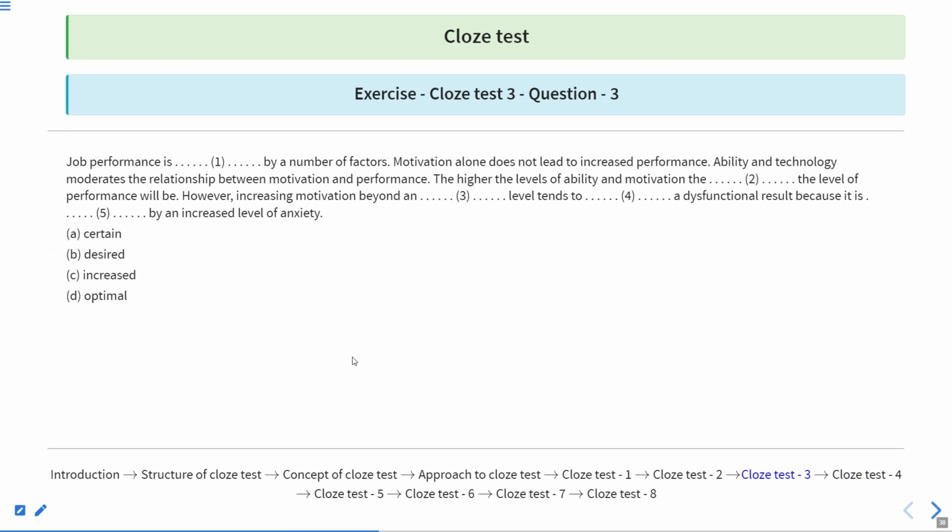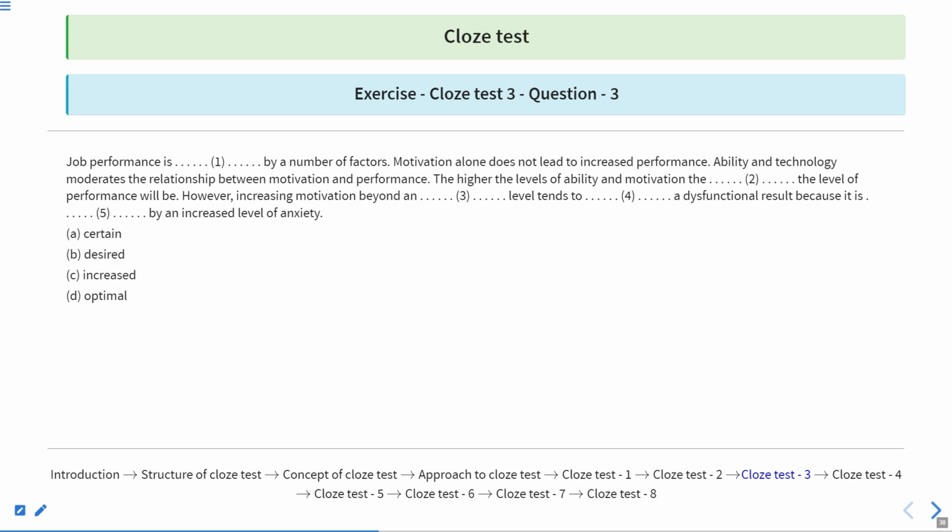So job performance is affected by a number of factors. Motivation alone does not lead to increased performance. Ability and technology moderates the relationship between motivation and performance. The higher the level of ability and motivation, the higher the level of performance will be. However, increasing beyond a dash level. So it should be certain, desired, increased, or optimal.